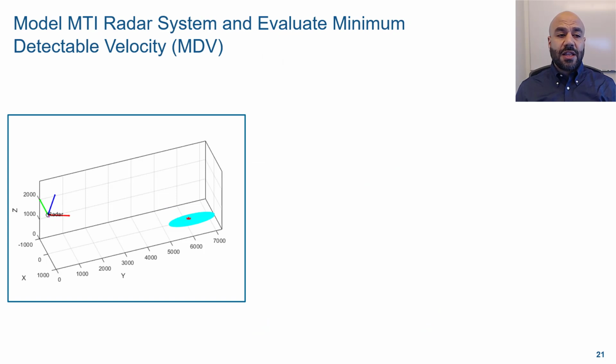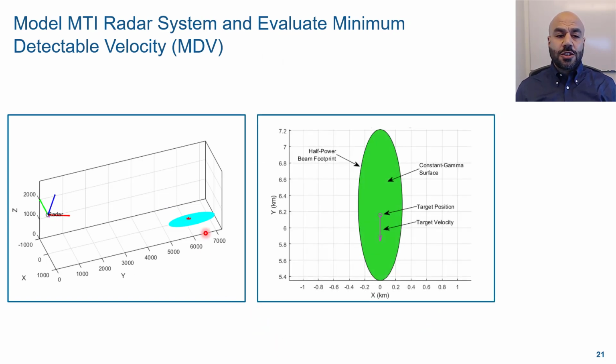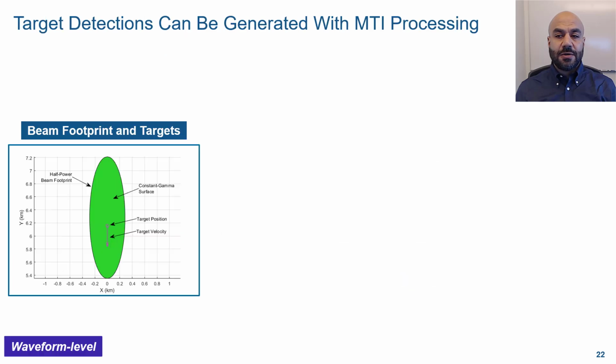We are again looking at an airborne radar looking at the surface. The beam footprint shown here is zoomed in, showing the location of the target and the velocity of the target within the 3 dB beam footprint of the radar. The presentation of the surface clutter, as well as the location and velocity of the target with respect to this representation, would define the minimum detectable velocity.